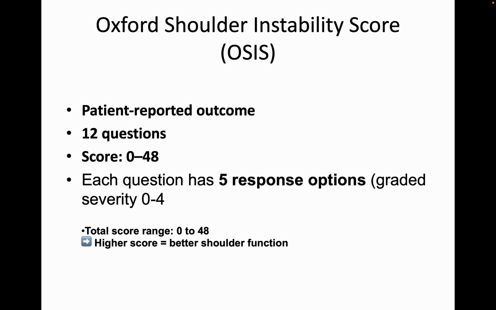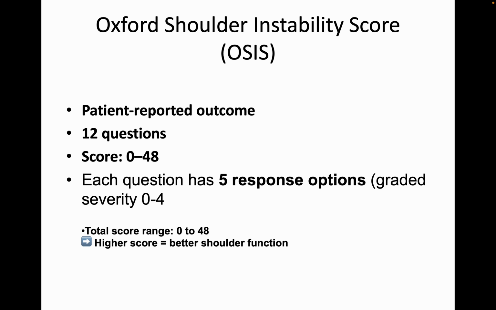in their own language. The questionnaire has 12 questions and 5 responses scored as 0, 1, 2, 3, 4. So the maximum possible score is 48 and the least possible score is 0. 0 is the worst possible outcome and 48 points is for the normal shoulder or no residual instability symptoms. So obviously a higher score means better results. For gradation, more than 40 is considered a good to excellent outcome. 30 to 40 is moderate symptoms and less than 30 suggests that the patient still has significant instability and disability.